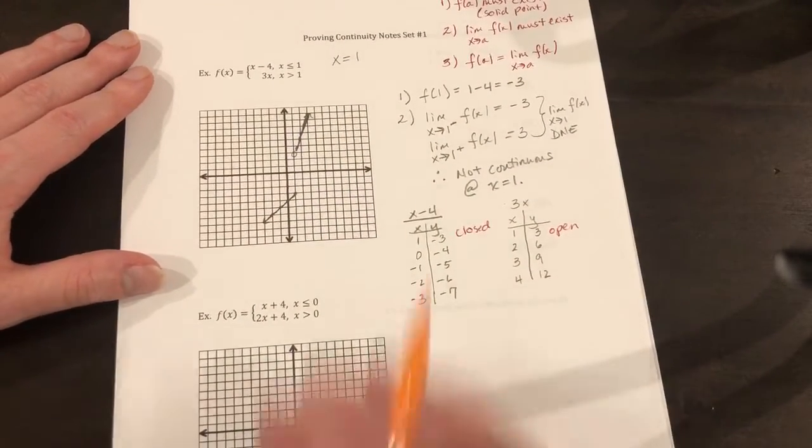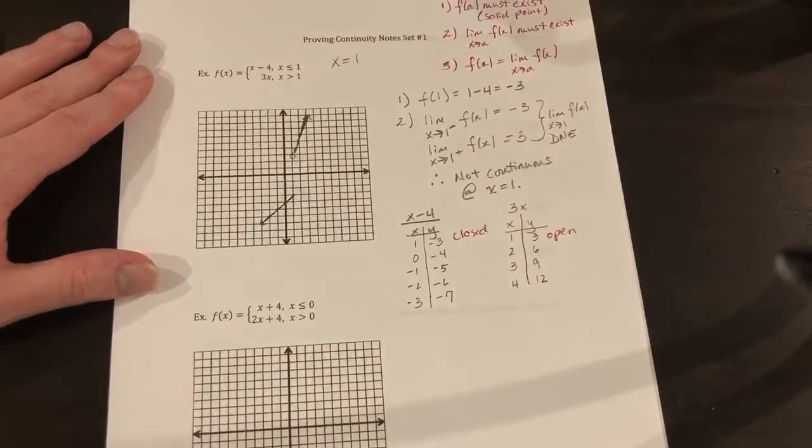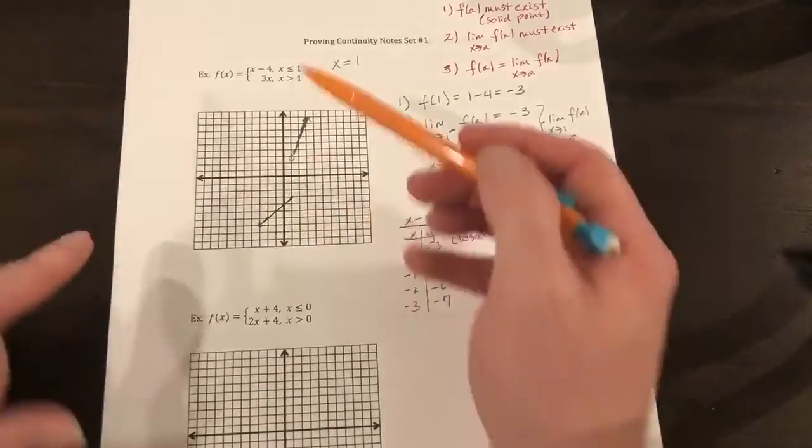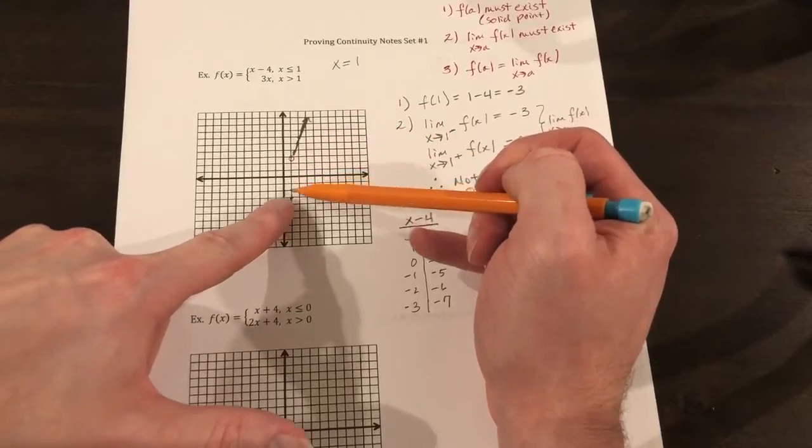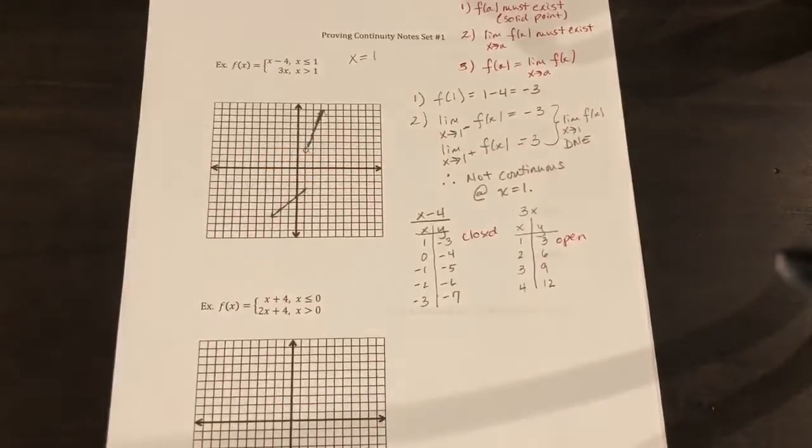We can see there's a big jump in the graph, and it makes sense because the limit does not exist. If we were coming from both sides, in order for the limit to exist, my fingers would have to meet up.